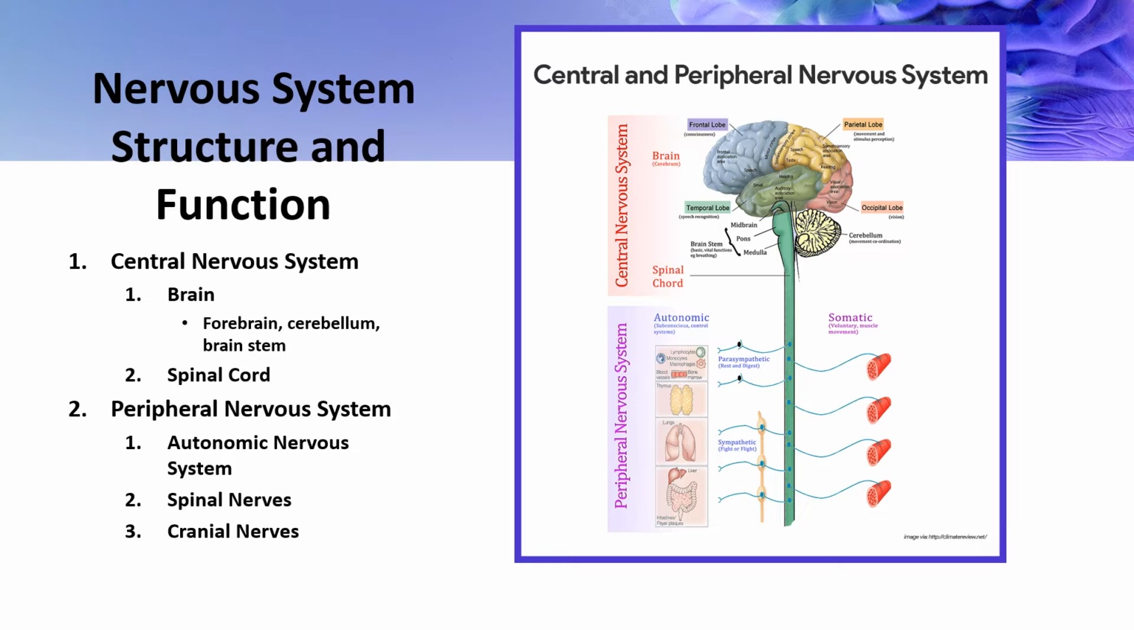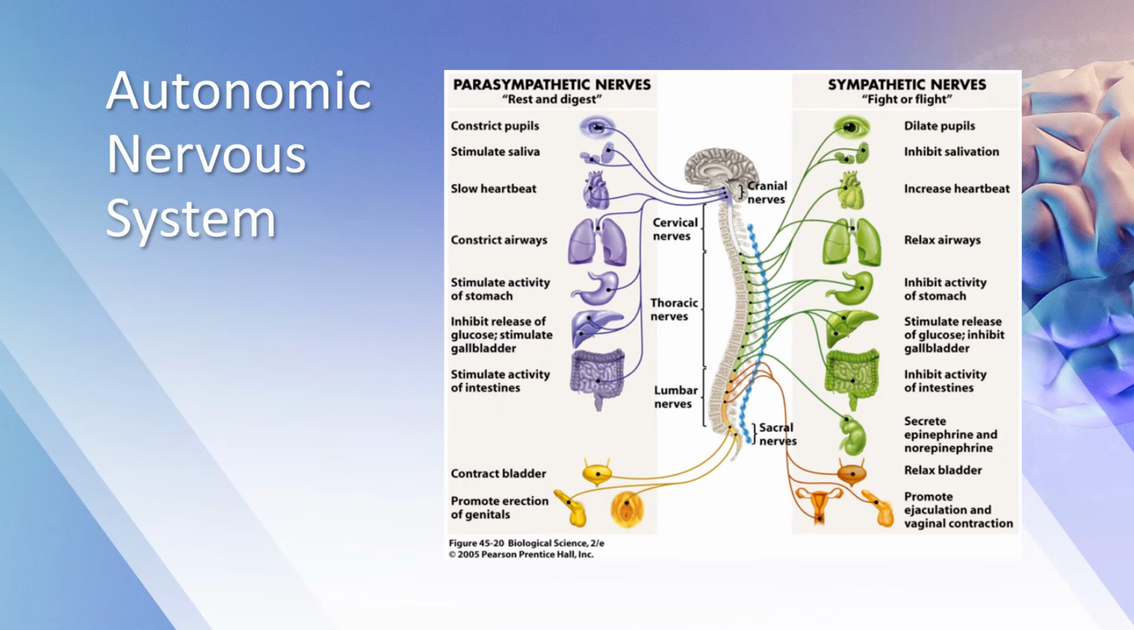The peripheral nervous system is composed of the spinal and the cranial nerves and the autonomic nervous system. And we're going to take a closer look at those. All right, your autonomic nervous system is divided into two parts. First, we'll talk about the sympathetic nervous system. That's your fight or flight.